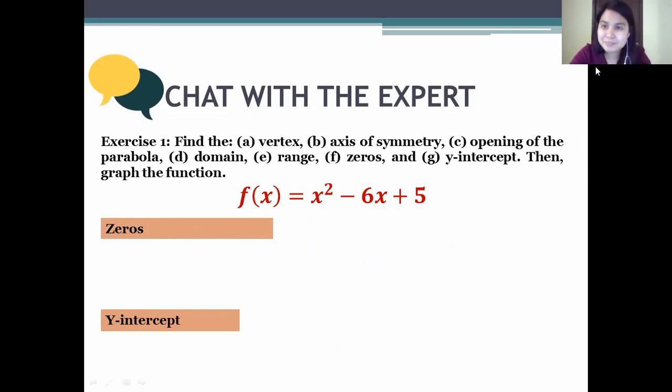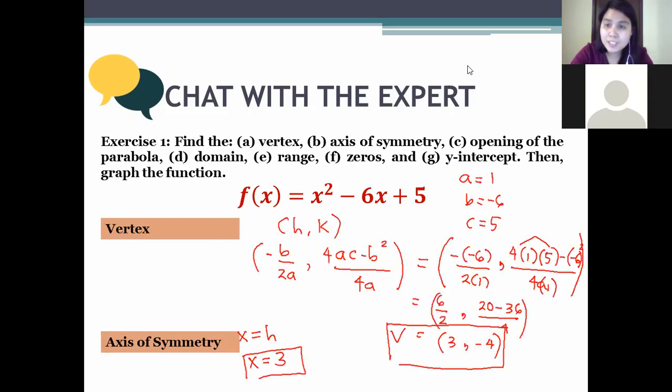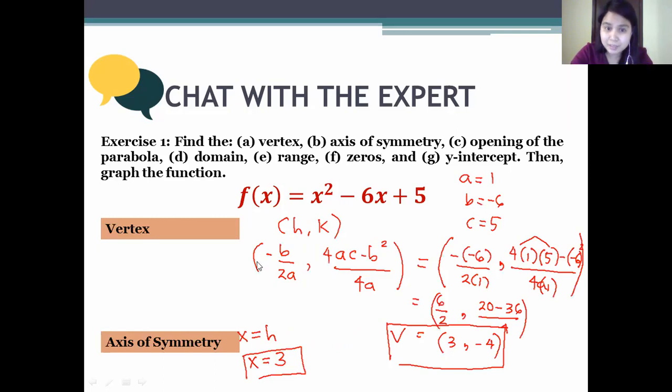Yes. Ma'am, can I ask you a question? Yes, AP. Why is the answer 3 and -4? Oh, remember AP, we have substituted it to the formula. This one, -b over 2a for h, and 4ac minus b squared all over 4a for k. If you'll substitute the values, you'll arrive to 3 and -4.